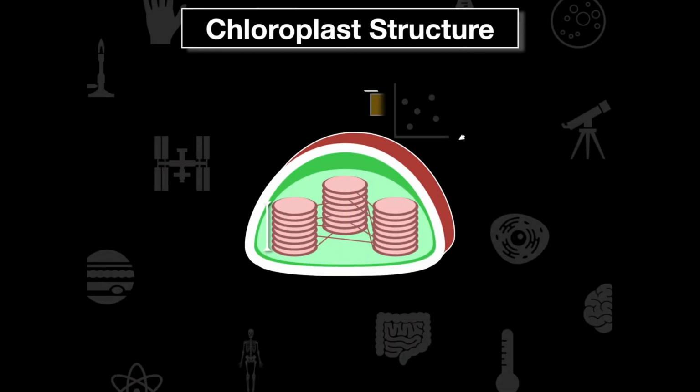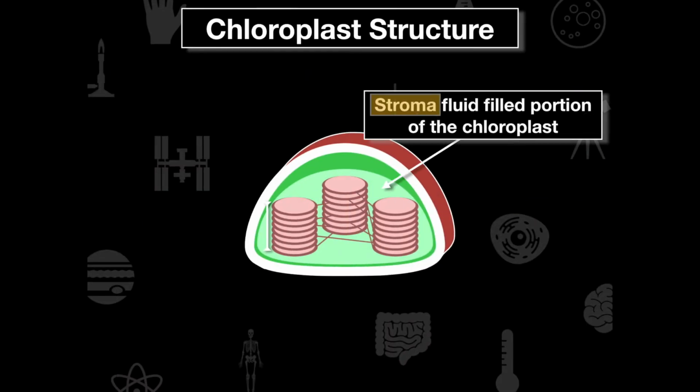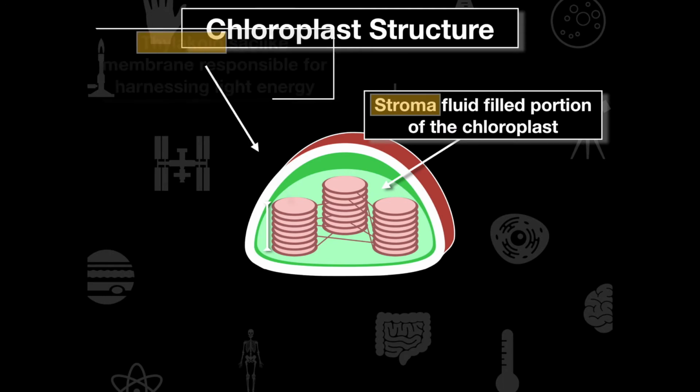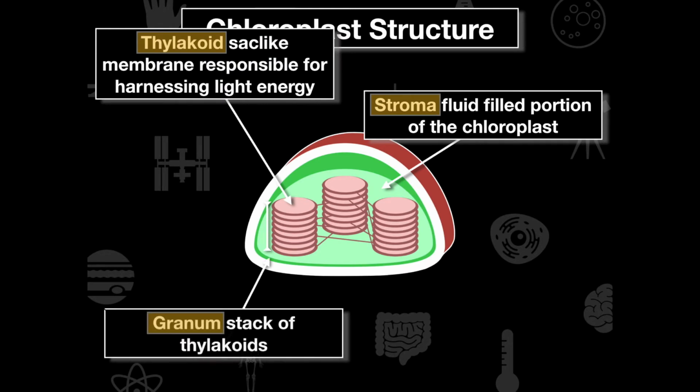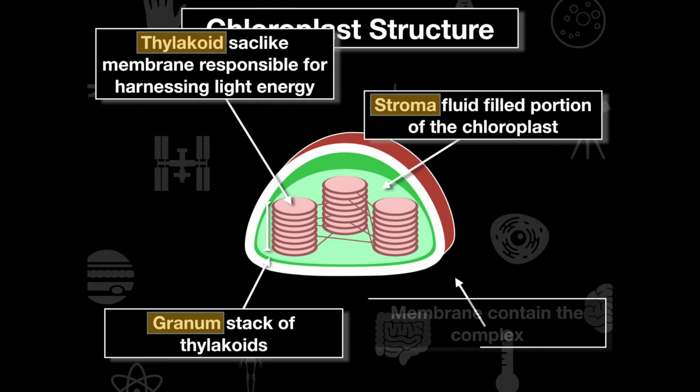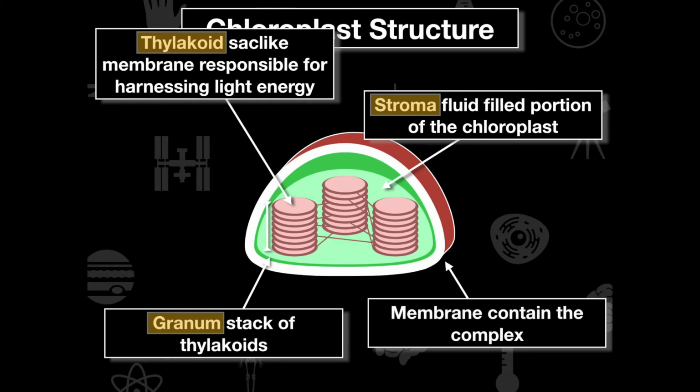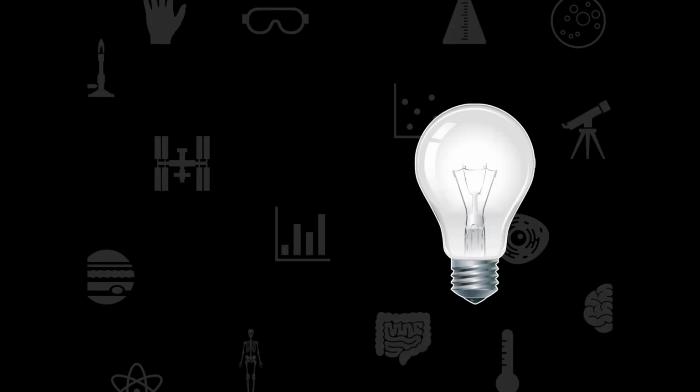Now, if we look at a chloroplast structure, we're going to see this. We have the stroma, which is the fluid-filled portion of the chloroplast. We have the thylakoid, which are the sac-like membranes responsible for harnessing light energy. We have the granum here, which are the stacks of thylakoids. And then we have the membrane, which contains the entire chloroplast complex.